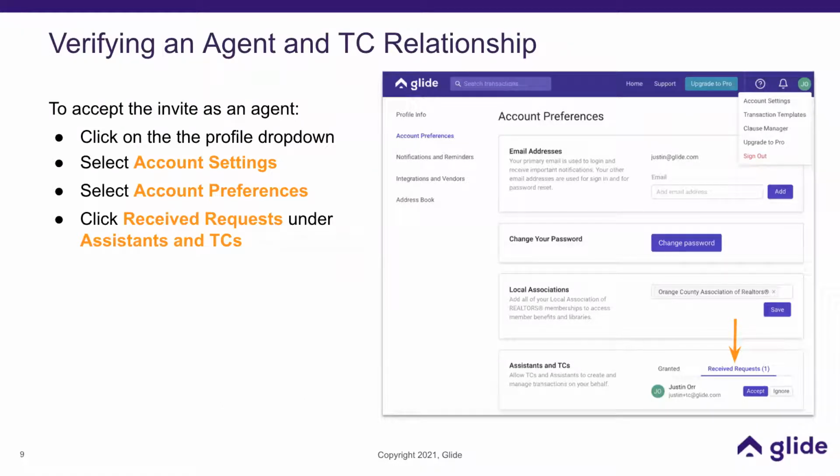Granted are going to be the requests that you've already received and already accepted from the TC. Any received requests that just came in, if you select that tab, you have two options. You can accept or ignore, and if you click accept, that's going to verify that relationship. So now your TC will have access to all of the same form libraries that you do when they are creating transactions on your behalf.